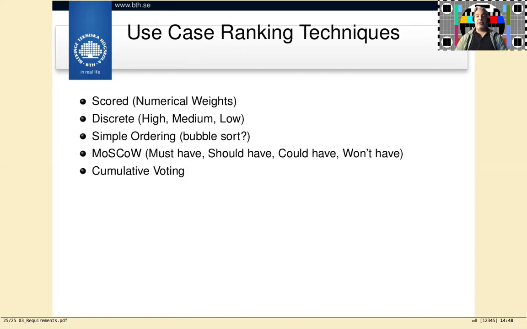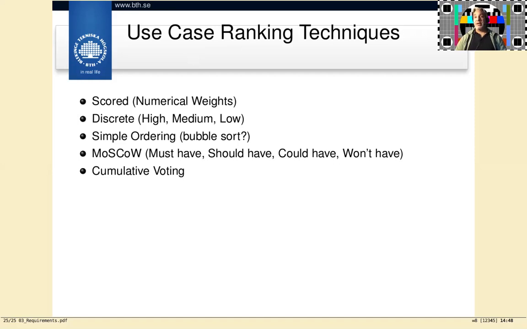We can prioritize requirements by just assigning a numerical weight to them, saying that, well, on a scale from 1 to 10, how important is this requirement? And then you rank that, it's an 8. And then the next requirement, on a scale from 1 to 10, how important is this requirement? Well, it's a 7, and so on. That's one way of prioritizing requirements or use cases, or whatever you're prioritizing.